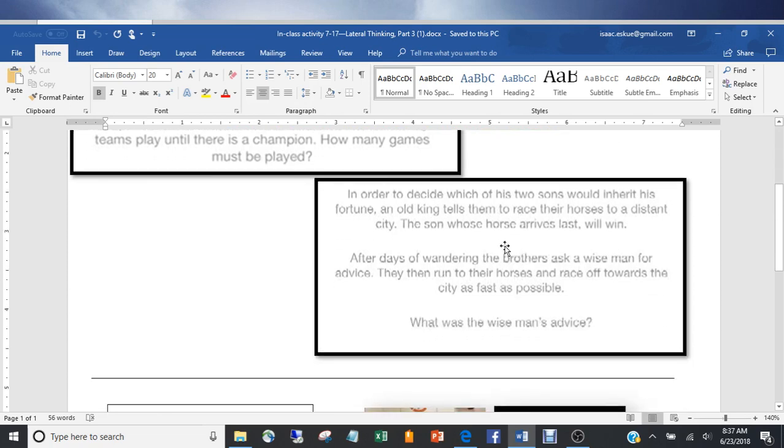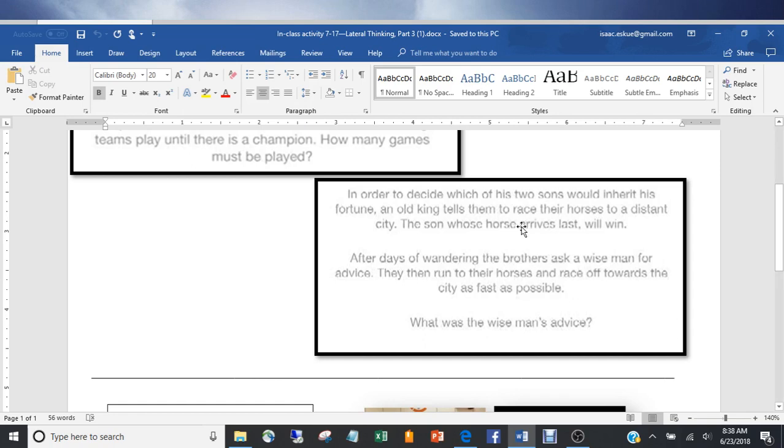Another one is a little more complex. In order to decide which of his two sons would inherit his fortune, an old king tells them to race their horses to a distant city. The son whose horse arrives last will win. After days of wandering, the brothers ask a wise man for advice. They then run to their horses and race off toward the city as fast as possible. What was the wise man's advice?